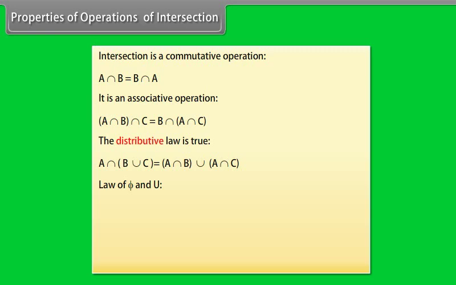Law of phi and U. Phi intersection A is equal to phi. U intersection A is equal to A. Idempotent law. A intersection A is equal to A.